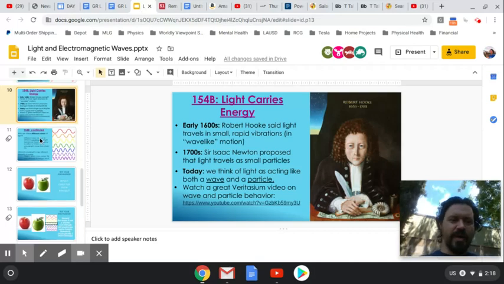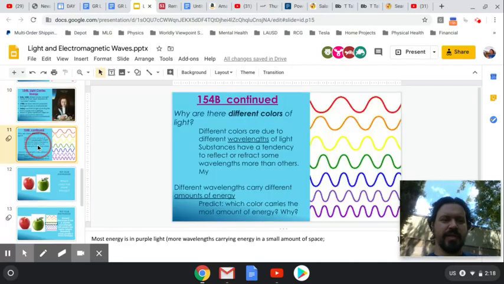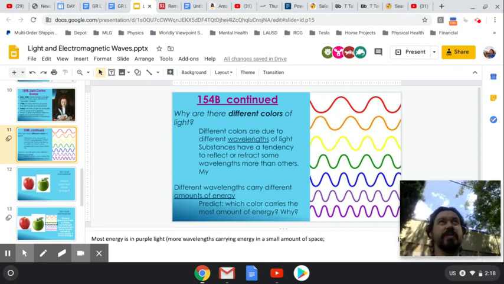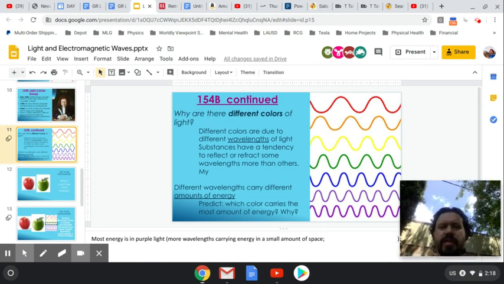Okay, and so let's look at colors, because colors is a great way to think about the wave portion of light. Why are there different colors? You ever wonder why a rainbow is different colors, but you look at the sun, it kind of looks all white? So all the colors are contained, right? When you see white light, you're seeing all of the colors combined as one.